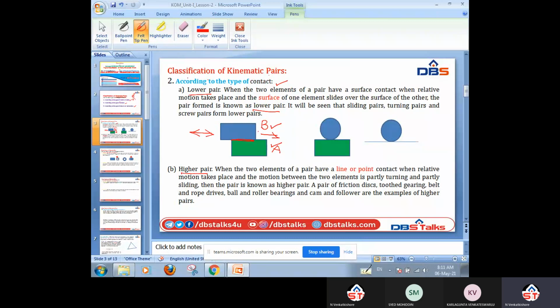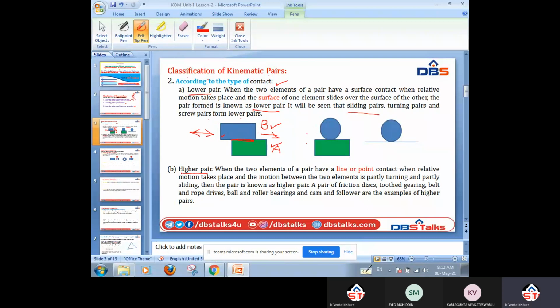Lower pair means whenever the two elements are in contact, and at the same time the contact is surface contact only, we will call it a lower pair. For example, sliding pair, this is called a sliding pair, and at the same time screw pairs are lower pairs. These are the examples. Next, let us go to the higher pair. Then what is the higher pair?